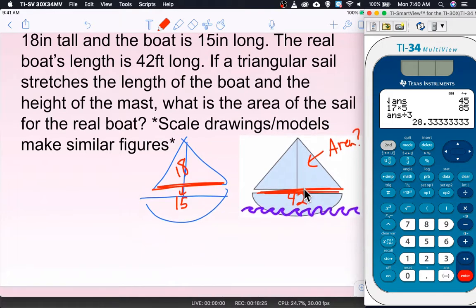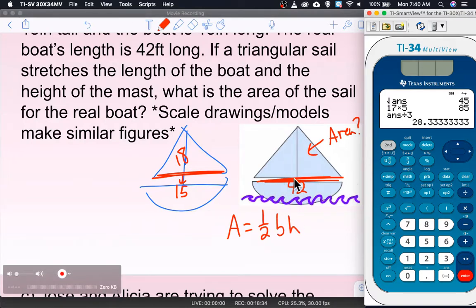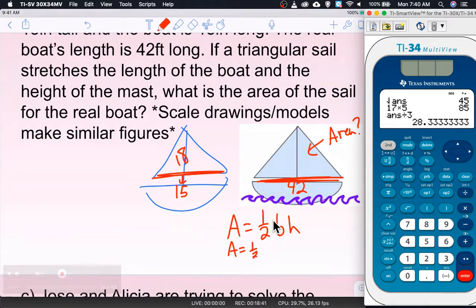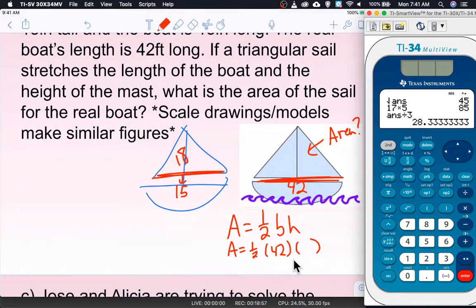Well, background knowledge. Area of a triangle. Area equals 1/2 base times height. I have the base of this triangle. This triangle's base, because it's the length of the boat, is 42 feet. I am missing the height. I don't know that. That's kind of the thing. If I could figure out the height of the real boat's mast, we could just throw it right in there and we'd be done. Well, we can do that.